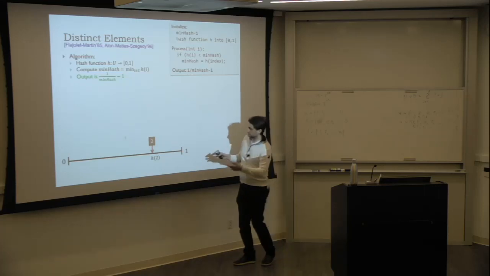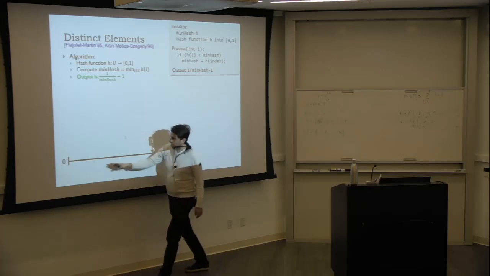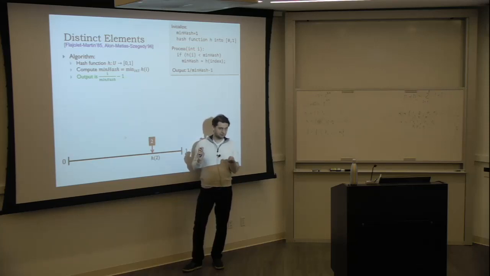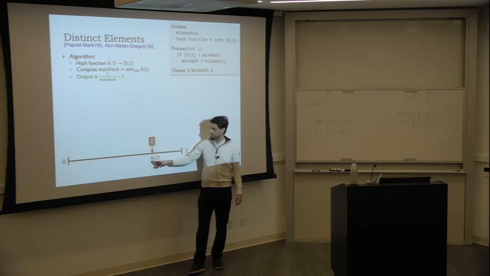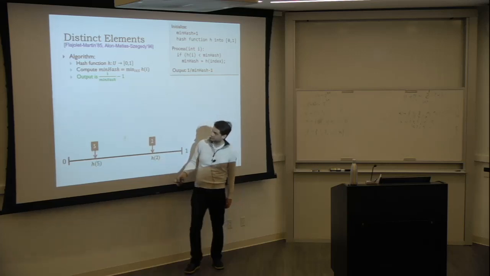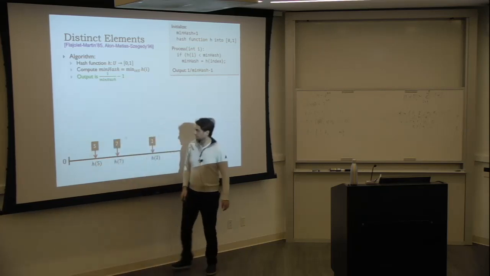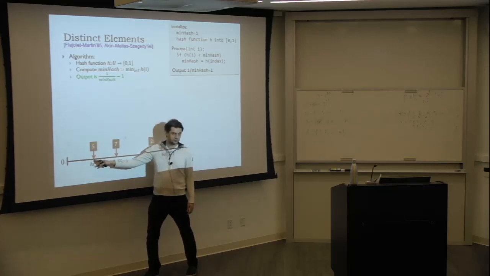So here is how the algorithm works on a simple example. Here is the real interval between 0 and 1, and we'll store the min hash of the items that we have seen so far. Suppose first we see item 2 in the stream. This means that coordinate 2 has been updated. It maps to some real number, h of 2, and we'll store this as the minimum so far. Then we see another item, 5, for example, so we update the min hash to be h of 5. When we see item 7, it maps somewhere here. This is bigger than our current minimum, so we don't update it.